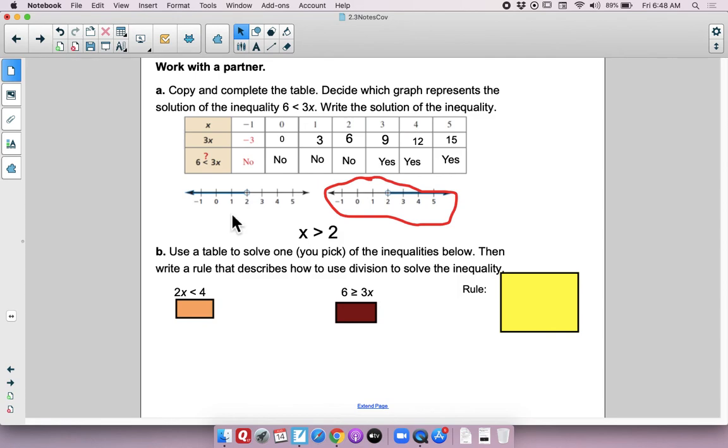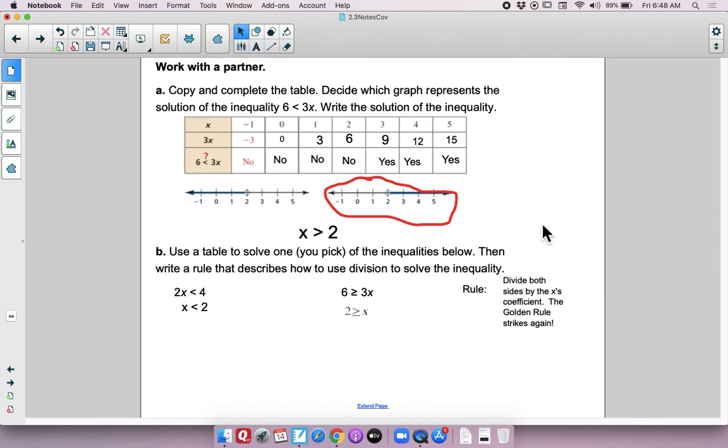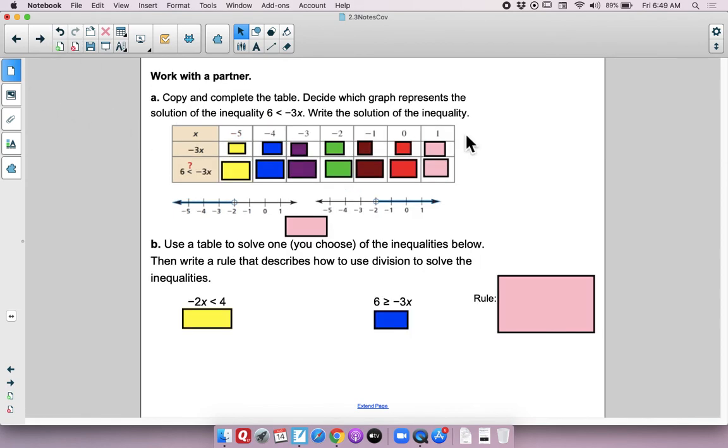Okay, part B. Use a table to solve. You pick one of the inequalities below. Then write a rule that describes how to use division to solve the inequality. So pick one of these two, do a table, tell us what the rule is. And I'm not going to show the table I made, but what's the rule? Hopefully you came up with when you divide both sides by the x's coefficient, in this case 2, in this case 3, the golden rule strikes again. Awesome.